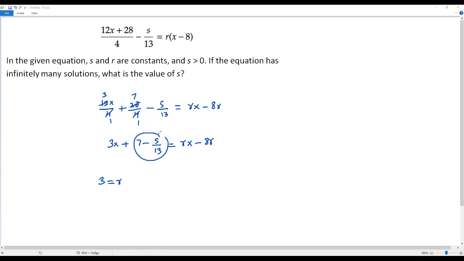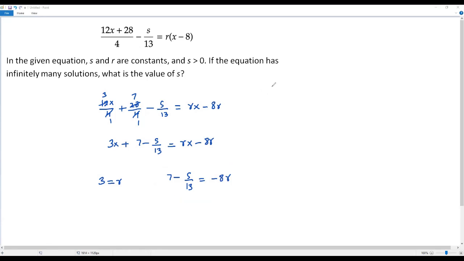The constant term on the left side and the constant term on the right side must be equal. Then we get 7 − s/13 = −8r. Okay, in this equation, there are two unknowns. One is s and the other one is r. Our aim is to get the value of s. For that, we need the value of r. Already we got the value of r, that is r = 3. Let's plug in this 3 for r and solve for s in this equation.